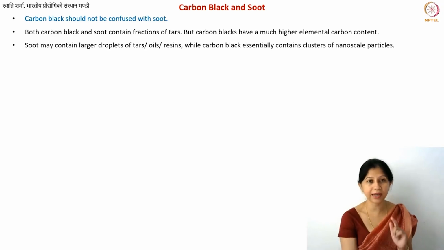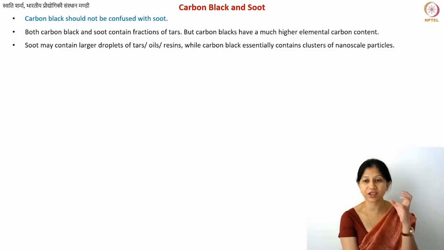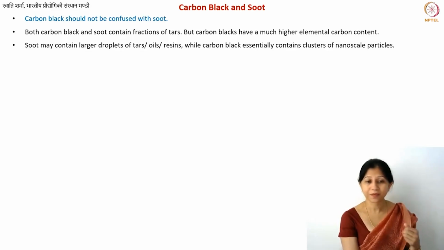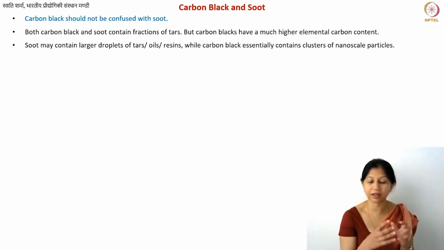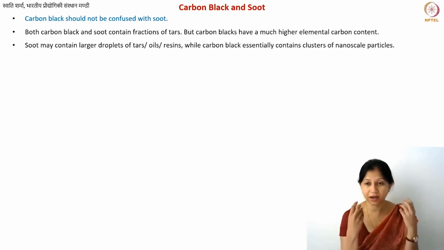Another important thing is that in the case of soot, you can often have larger droplets of tars. When you're burning diesel, there is diesel being sprayed, and then it is getting mixed with the oxygen, and then it is burning. Basically, some particles remain unburned, some even the tar itself goes out, but you may end up getting larger droplets of tar. Large means it can also be 5 micrometers.